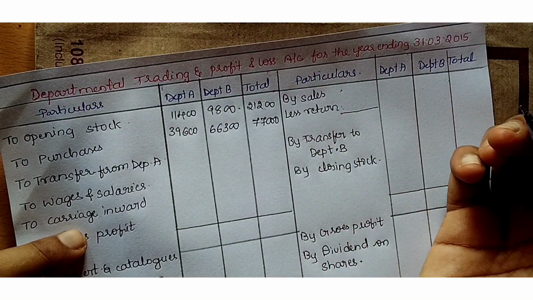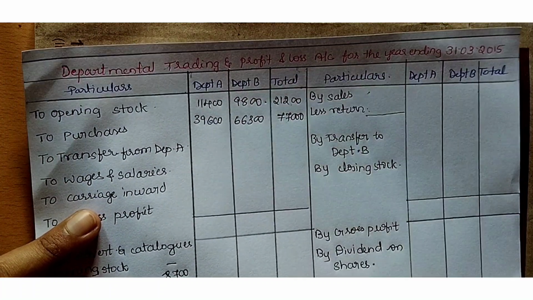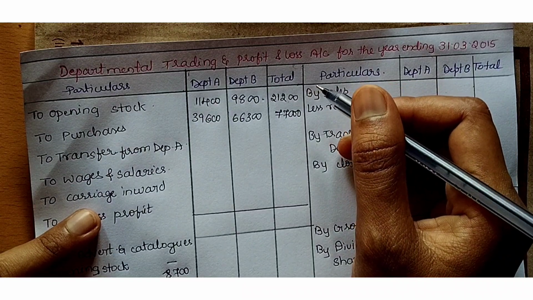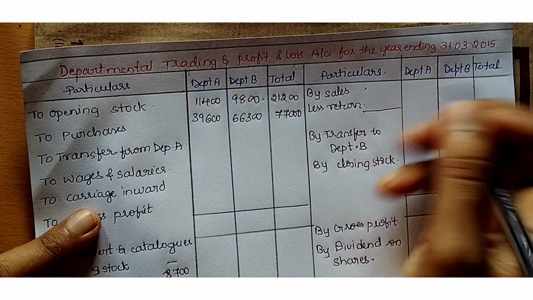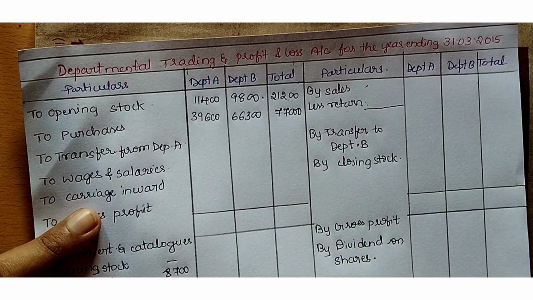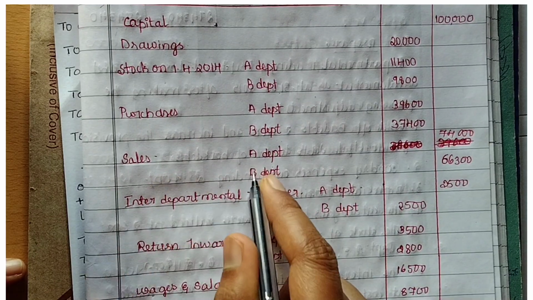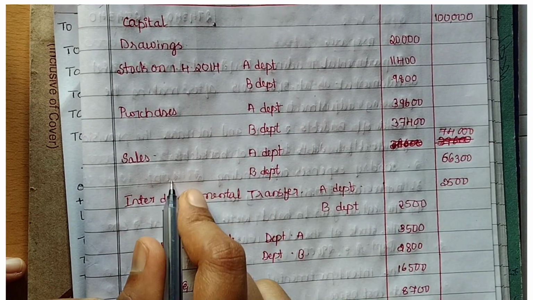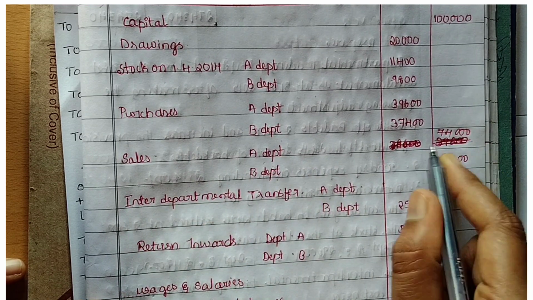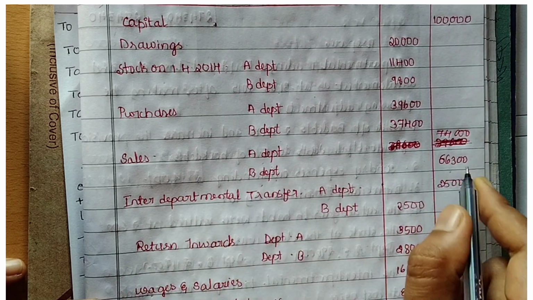Next, I said sales. Let's total sales first. What is the sale of the two departments? They have given them separately. Just deduct both and write there. Directly deduct. Purchases. Now I am moving towards the credit side, where I am writing sales. A department it has 74,000. Not 39,000, it is 74,000. And B department it is 66,300.